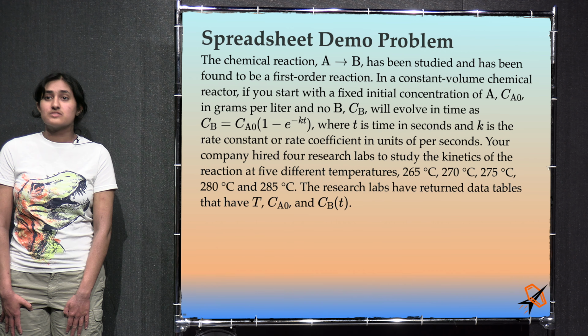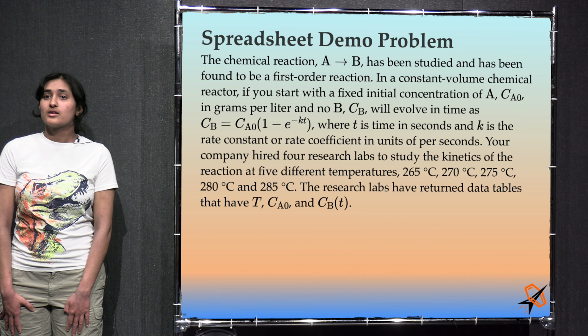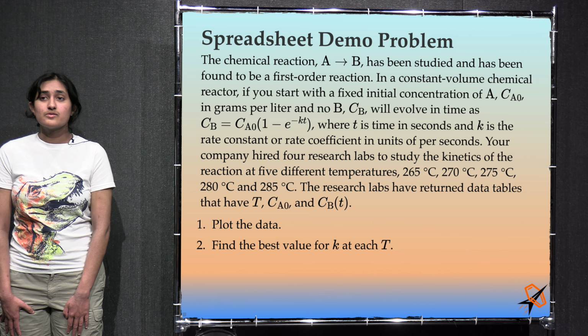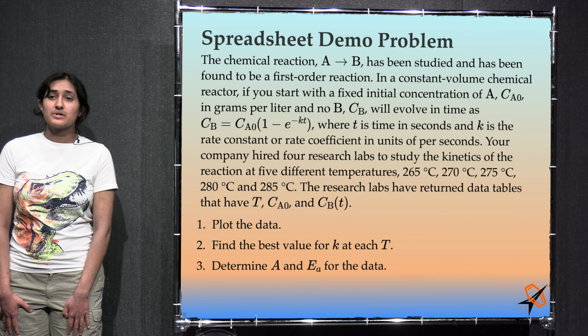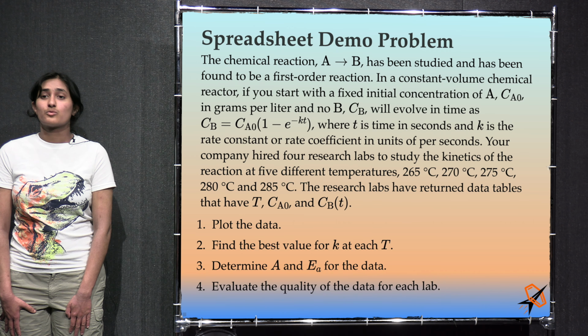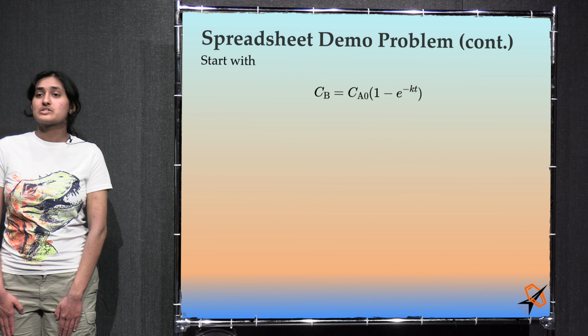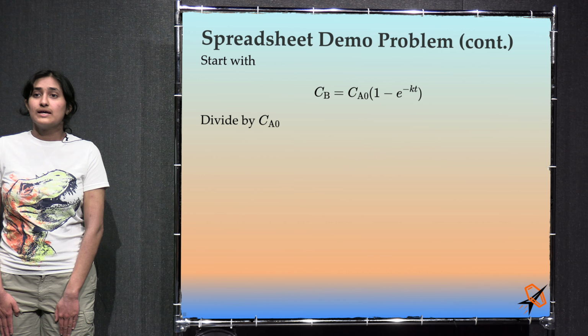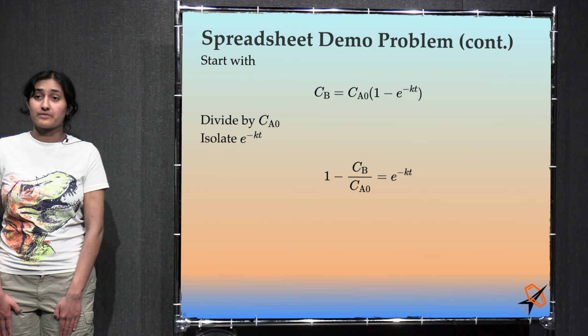The attached spreadsheet contains all of the data and your technician has set it up with formatting to assist the data analysis. Your assignment is to plot the data, find the best value for the rate coefficient at each temperature, and determine the Arrhenius parameters for the data, so the company can use your analysis to design a chemical reactor. You also need to evaluate the quality of the data returned by the 4 labs. If you start with the equation for the concentration of B versus time, divide by Ca0, and isolate e to the negative kt, you get 1 minus Cb over Ca0 equals e to the negative kt.